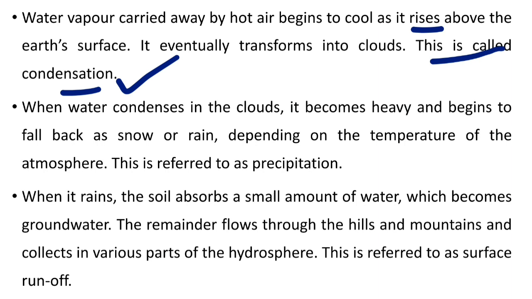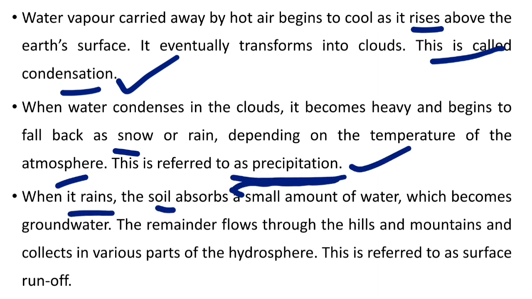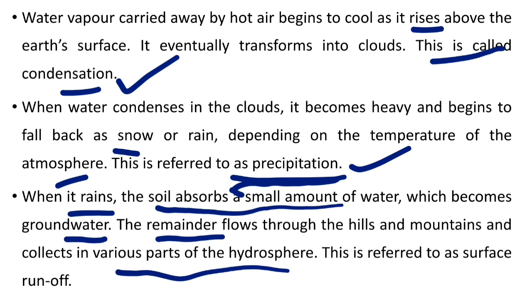When water condenses in the cloud, it becomes heavy and begins to fall back as snow or rain depending on the temperature of the atmosphere. This process is known as precipitation. When it rains, soil absorbs a small amount of water which becomes the groundwater. The remainder flows through the hills, mountains and various parts of the hydrosphere. This is referred to as surface runoff.